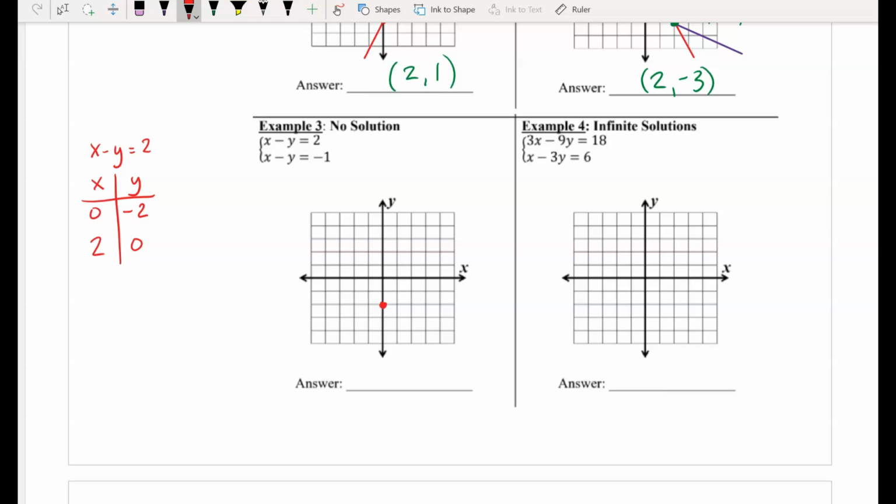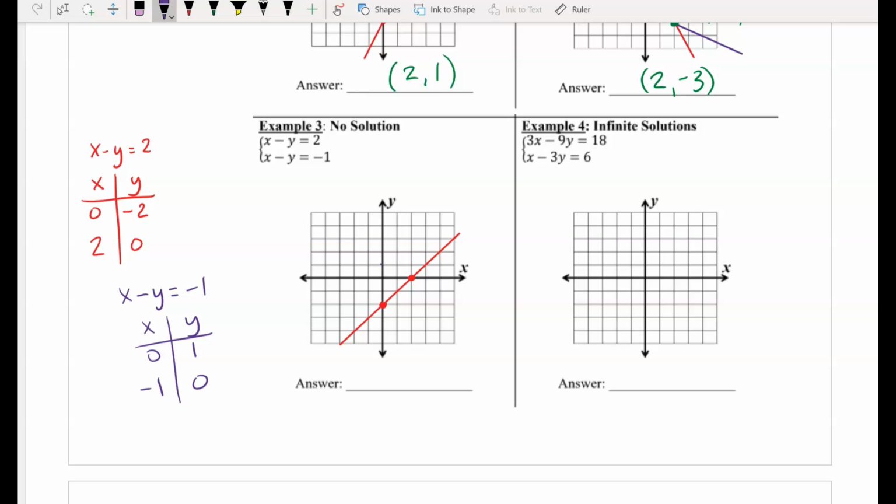And then x is 2, y is 0, and draw my line through those 2 points. I'll do the same thing for the other equation, x minus y equals -1. If x is 0, then negative y equals -1, which means a positive y is equal to positive 1. If y is 0, then x is equal to -1. Now I plot those points.